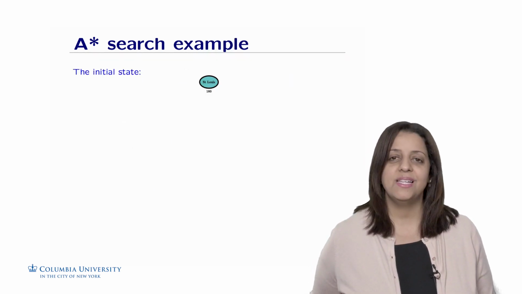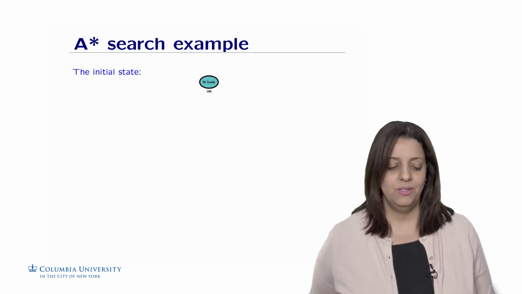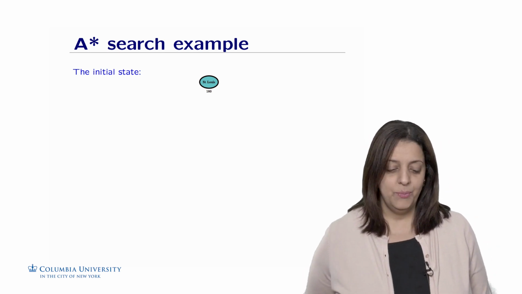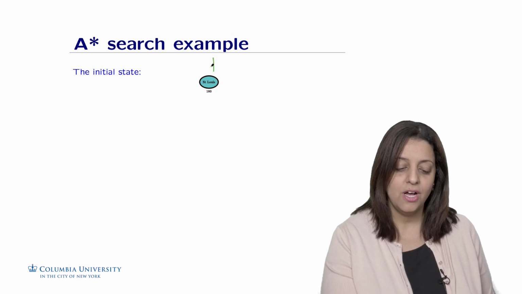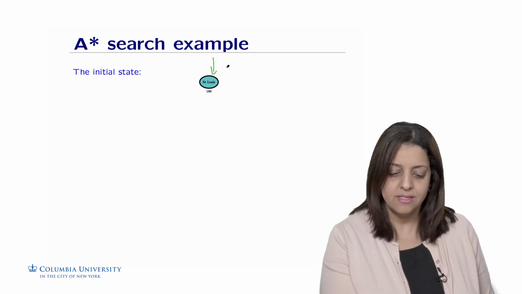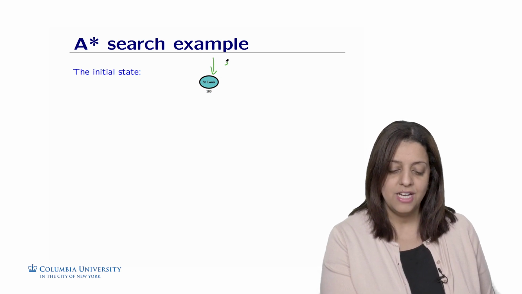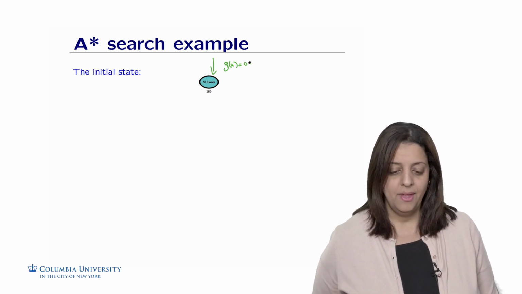So let's see how A star works on our toy example of going from Saint Louis to Sault Ste. Marie. So in the initial state, we have Saint Louis. We start with Saint Louis. The cost to reach Saint Louis is 0, because we start, this is our initial state. So here, for now, we have a g of n equal to 0. Then from Saint Louis, so this will be the cheapest node so far.